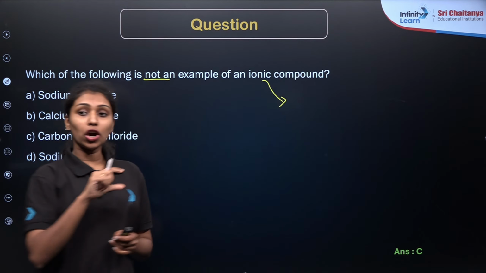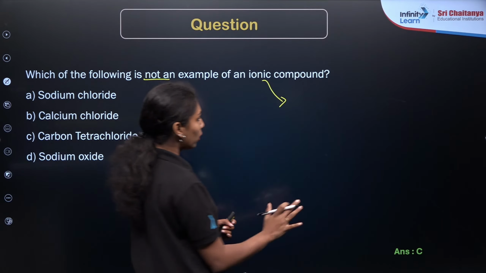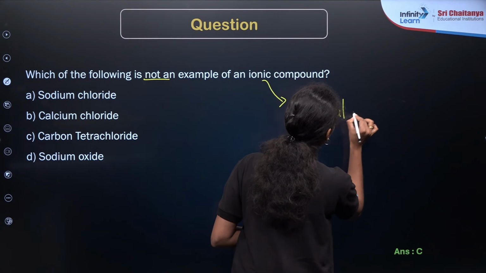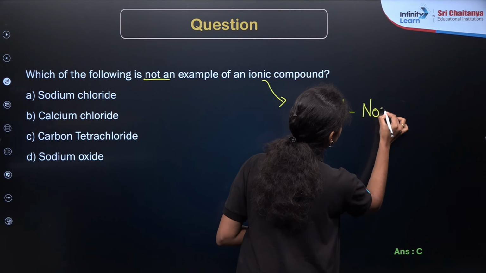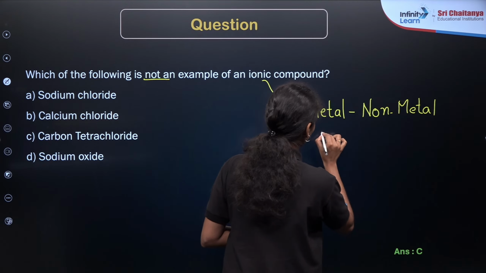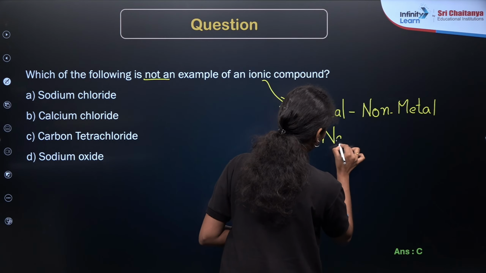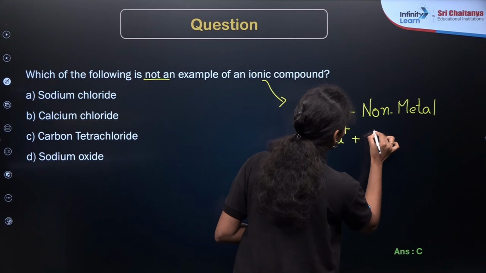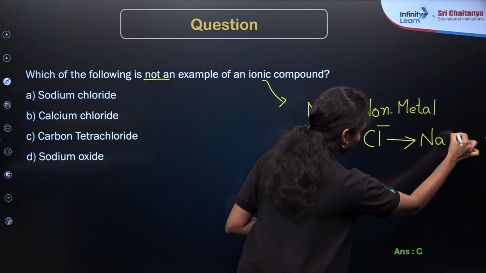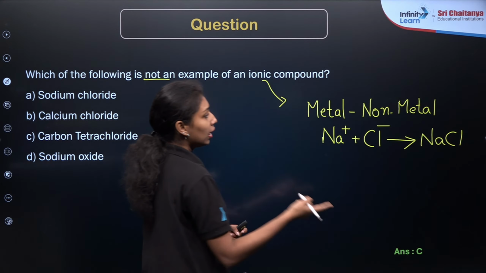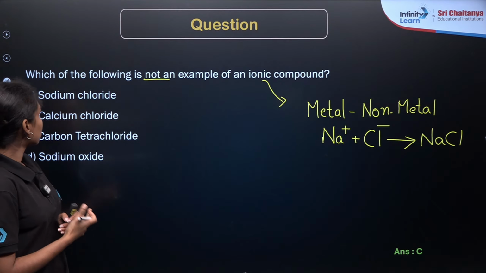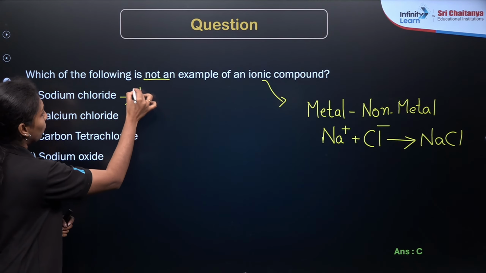Our question is which one is not forming the ionic compound, right? So as we already know, whenever we are considering the ionic bond formation, it will be formed between a metal and a non-metal. Most common example we have discussed is NaCl, which means sodium chloride. Sodium is the metal which will lose one electron to form the Na+ ion, and chlorine will be gaining one electron to form the Cl- ion. Then they combine together to form NaCl, which means sodium is the metal over here, chlorine is a non-metal over here. So sodium chloride is one of the examples of an ionic compound, right?